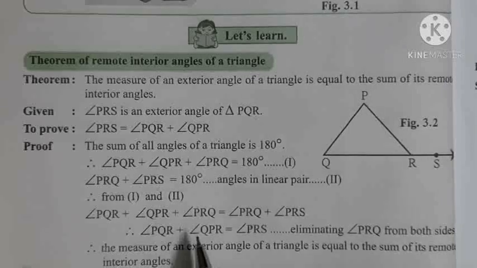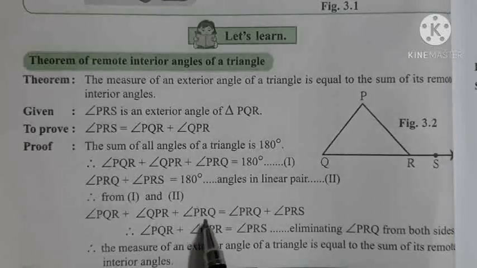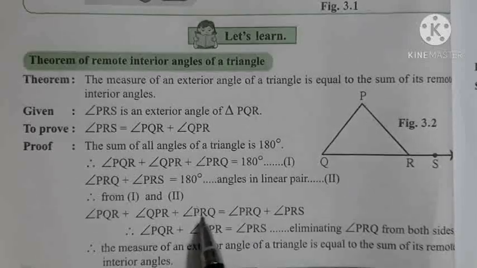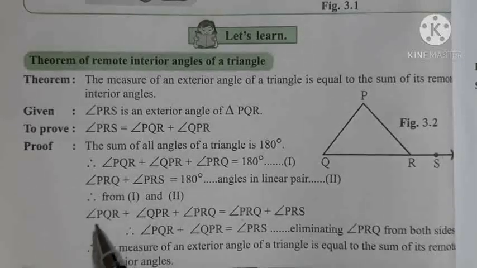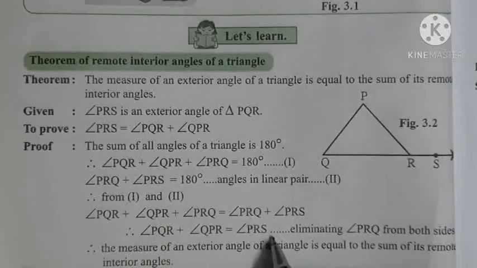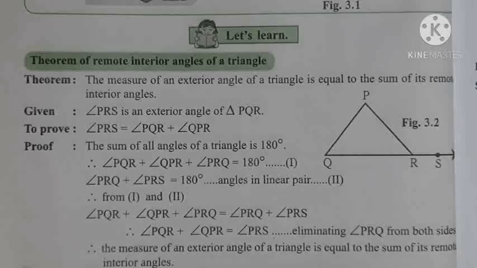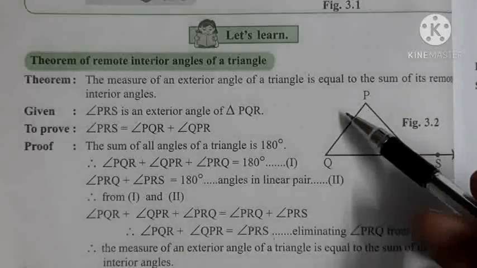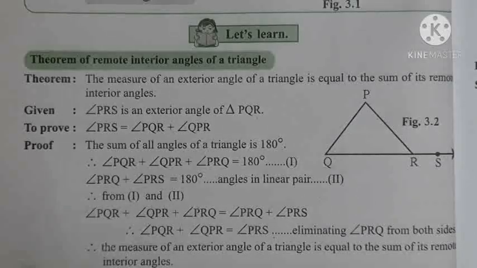Here note that angle PRQ is on both sides. Therefore, eliminate this angle, that is angle PQR plus angle QPR is equal to angle PRS. Hence we prove that the measure of an exterior angle of a triangle is equal to the sum of its remote interior angles. In this way, we prove this theorem.